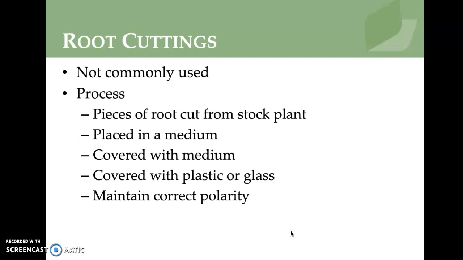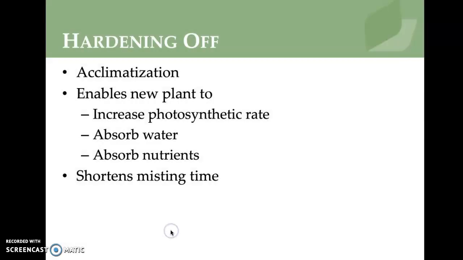Root cuttings, that's not commonly used. Pieces of the root are cut from the stock plant. They're placed in a medium. When they say medium, they're talking about soil. It could be perlite, it could be soil, it could be anything else that you would typically grow a plant in. Covered with the medium, and then covered with plastic or glass to make a little greenhouse. And they're going to try to basically maintain the correct heat for that plant.